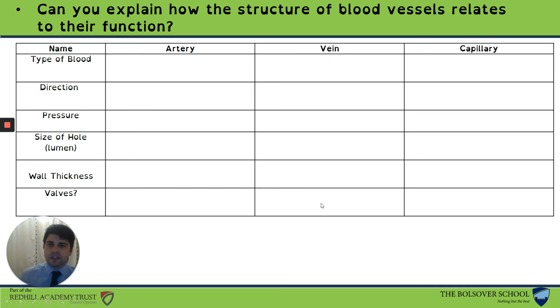Okay, let's have a go at completing this summary table then. So each row asks you about a different feature of veins, arteries and capillaries. I want you to see how many of those blank boxes you can fill in. Some of them are only one word responses, others are shorter descriptions, but pause the video, try and complete as much of that table as possible, and then when you're ready to go through the answers, unpause the video and we'll continue.